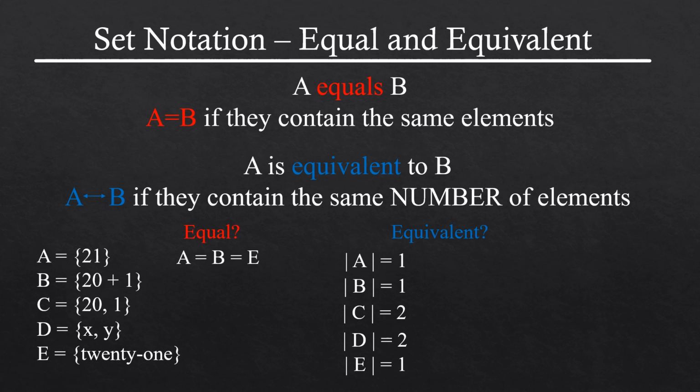So when you look at cardinality, A, B, and E are going to be equivalent. And notice we use this little double arrow to show equivalent. And then C and D are going to be equivalent because they both have 2 elements. So that's the difference between equals and equivalent. Okay. All right, one last example and we'll be done.